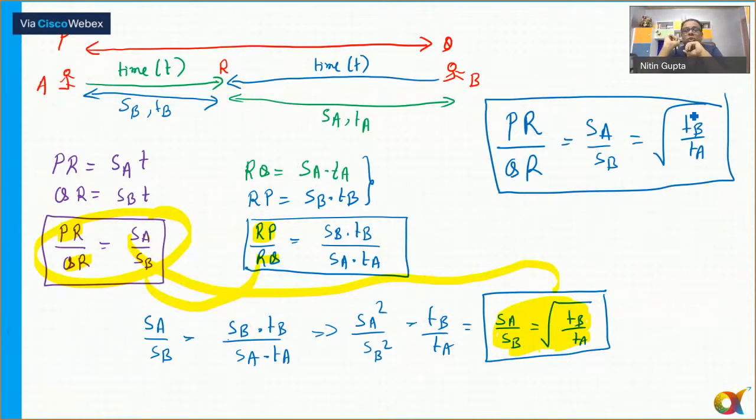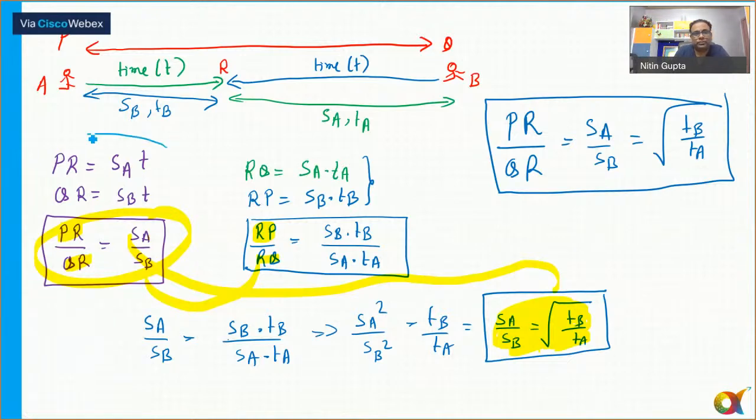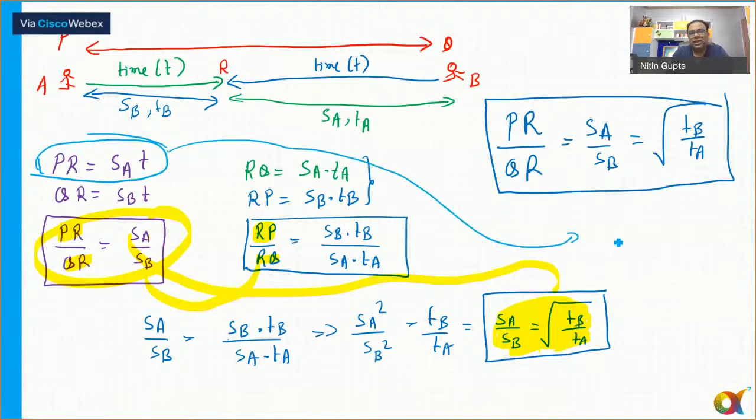Now, the other thing: if I need to find out T, let's say if I'm talking about this equation, how much time did it take for both of them to meet? So I'll come to this point here. T is equal to nothing but PR upon speed of A.